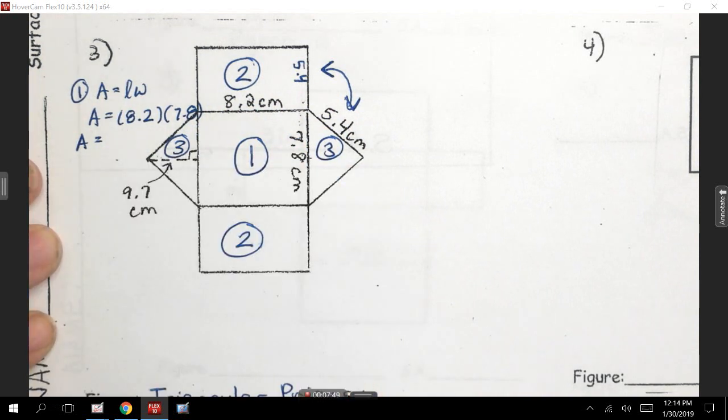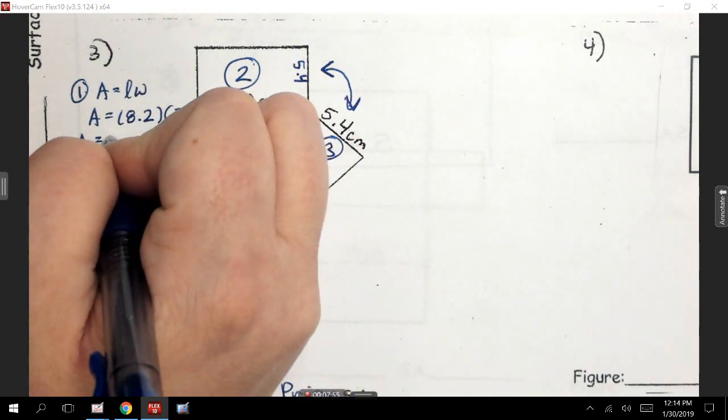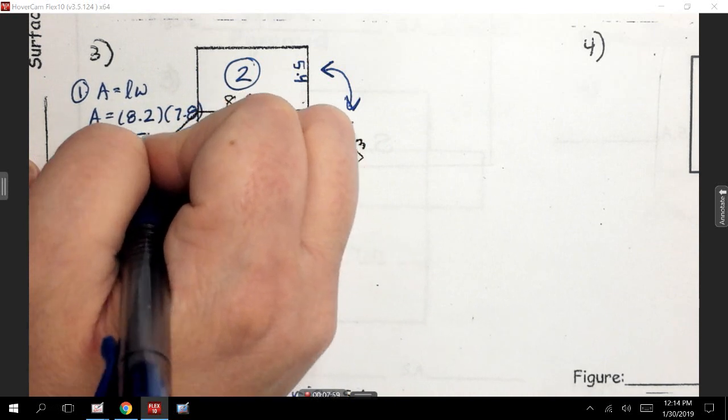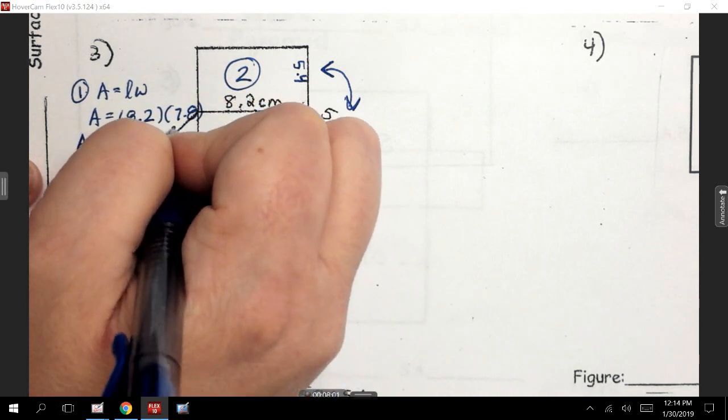Make sure you put in the decimals. Make sure we have 8.2 and 7.8. I think you forgot your decimals. Frank? 79.54. All right, centimeters squared.